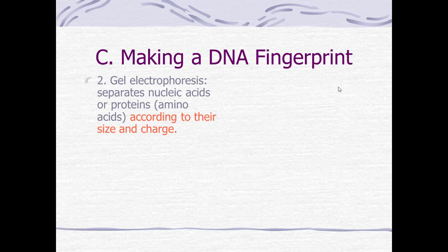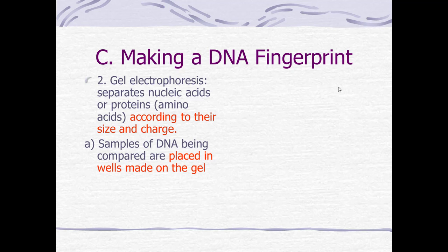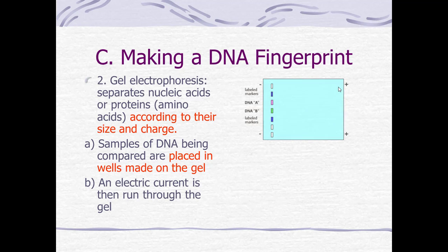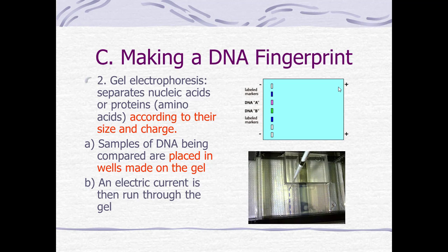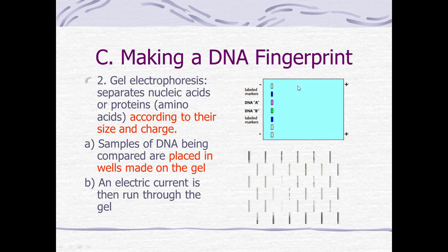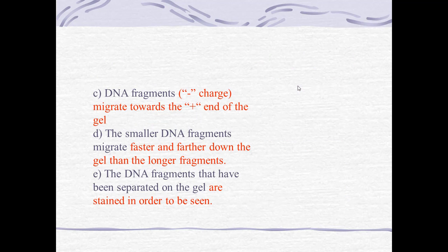Gel electrophoresis separates nucleic acids or proteins according to their size and charge. Samples of DNA being compared are placed into wells made in the gel and an electric current is run through the gel. This is the diagrammatic explanation of the DNA fingerprinting and how the gel is run. DNA fragments, being negatively charged, migrate towards the positive end of the gel. The smaller DNA fragments migrate faster and further down the gel than the longer fragments.